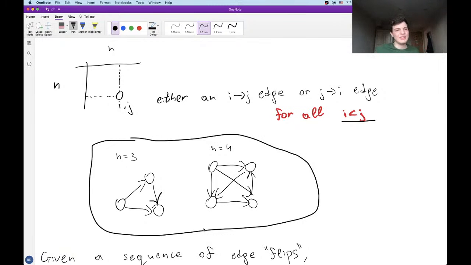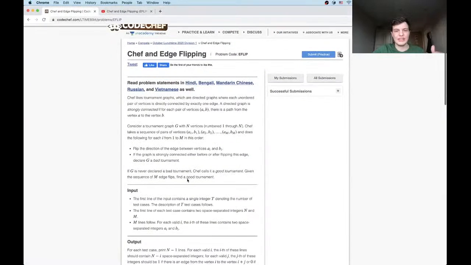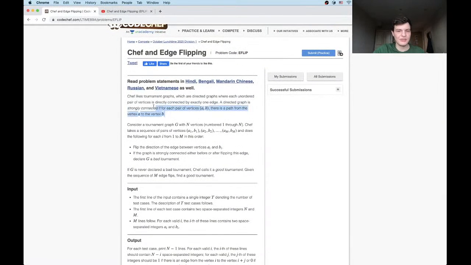And also, you need to know the definition of strongly connected, which is basically that a directed graph is strongly connected whenever from every vertex you can reach every other vertex. Or in other words, the whole graph represents a large cycle which can have some additional nodes. You can find the definitions here in the problem statement. The first one is for a tournament graph, and the second definition is for what a strongly connected graph is.